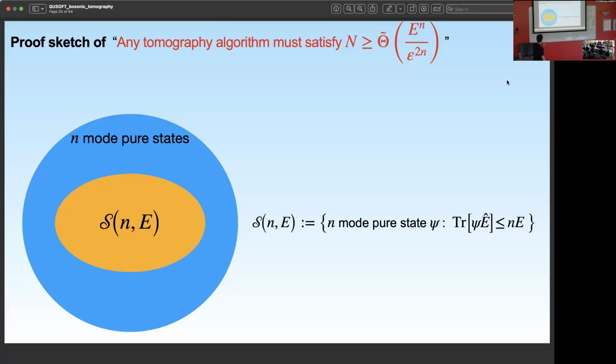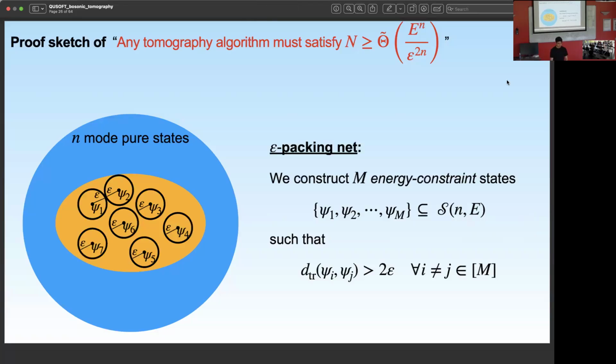So here is the set of energy-constrained states, the orange one, and the argument is the so-called packing net argument. We select m states, psi1, psi2, up to psi-m, that live in these energy-constrained states, such that each of them are at least 2 epsilon far apart from each other. The factor 2 is important here. Epsilon is the trace distance error of the tomography algorithm. And what we did in this proof is to explicitly find these states, psi1, psi2, psi-m, and also m, that depend on the parameters of the problem. So this is the crux of the proof, to find explicitly these states that satisfy the energy constraints.